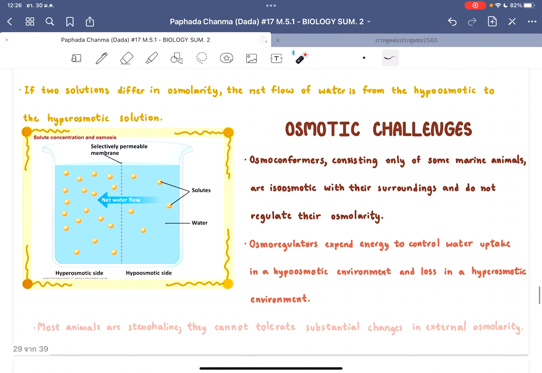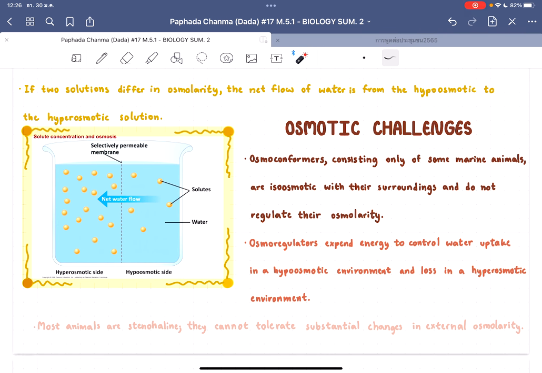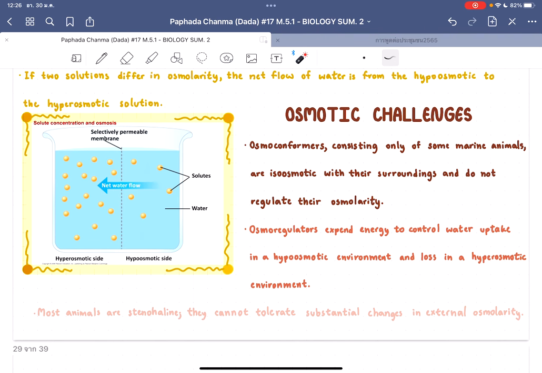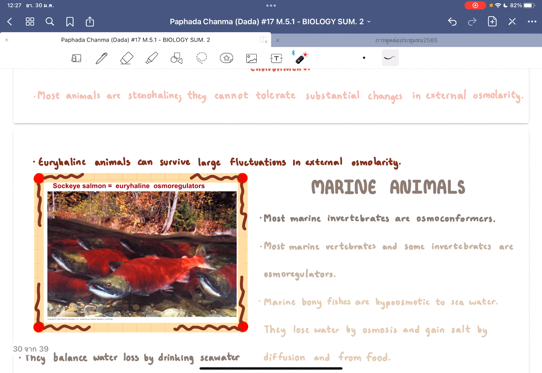Osmotic challenges. Osmoconformers, consisting only of some marine animals, are isoosmotic with their surroundings and do not regulate their osmolarity. Osmoregulators expend energy to control water uptake in a hypoosmotic environment and water loss in a hyperosmotic environment. Most animals are stenohaline; they cannot tolerate substantial changes in external osmolarities. Euryhaline animals can survive large fluctuations in external osmolarities.